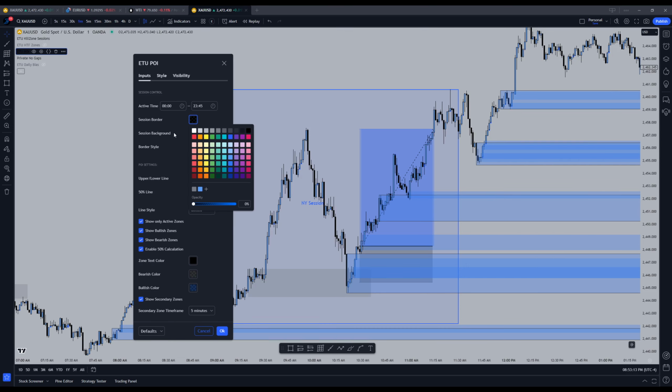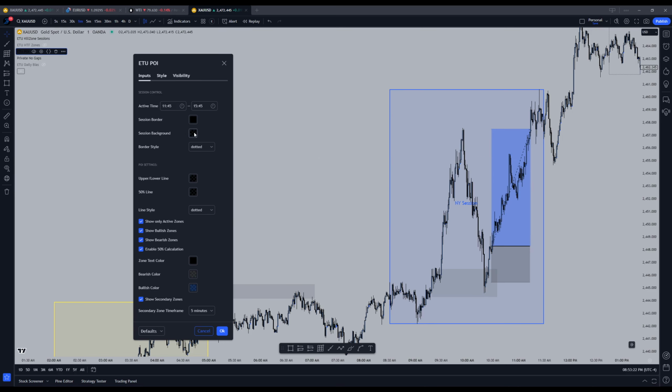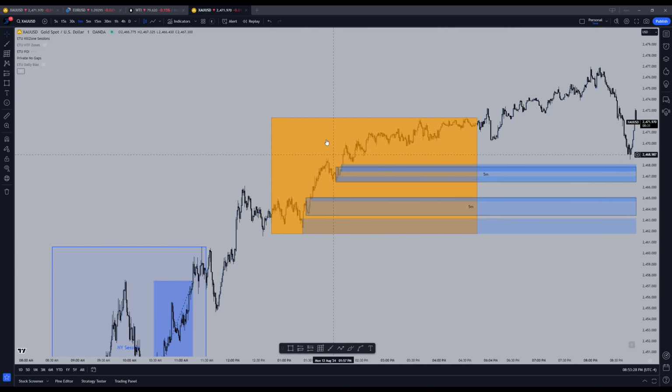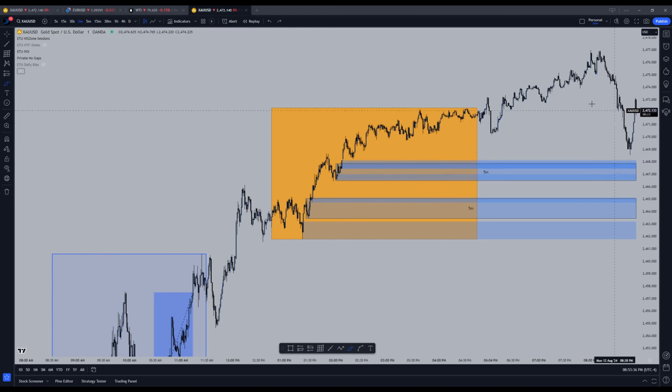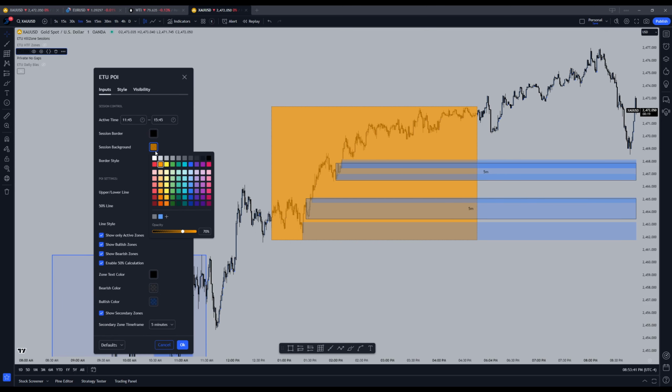Session border. This is basically drawing a border if you were setting it to a specific time frame. So let's say you set it to this time, and then border, let's make it black, and session background, let's make it orange. You can see here, this is where the POIs are going to get drawn. You can see the POIs that were drawn here, all the OBs disappeared, and now it's only drawing POIs from this time range. Now that honestly looks very ugly, so I'm going to change the session background back to the default, which is transparent.